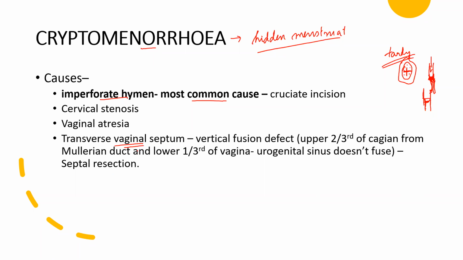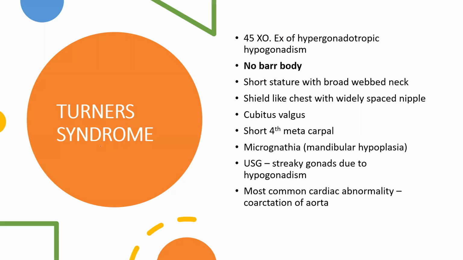Now, the transverse vaginal septum is a vertical fusion defect. That means the upper two-third of the vagina from the Mullerian duct and the lower one-third of the vagina don't fuse. That means the urogenital sinus doesn't fuse. So we have a septum over here. And what do we do with the septum? We cut the septum, or septal resection. Septal resection is the treatment method for transverse vaginal septum.